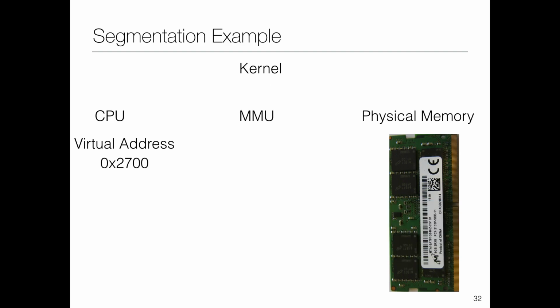Now let's pick up virtual address 0x2700. We go to the MMU, goes to the kernel. We see that there is no process. Sorry, there is no base and bounds corresponding to this.